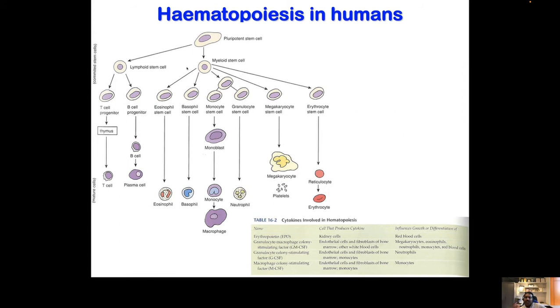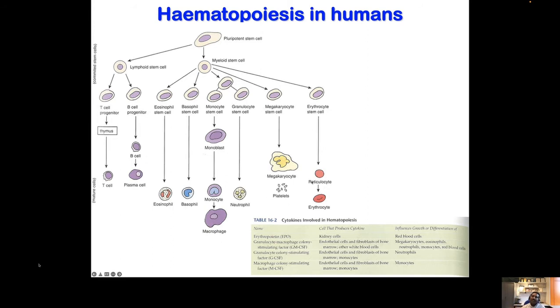So you need to remember that stem cells are the ones going to produce all the different types of cells. There is one major stem cell called the pluripotent hematopoietic stem cell. From there, two different types of stem cells arise. One is the lymphoid stem cell, which will produce T lymphocytes and B lymphocytes, and then the myeloid stem cells, which are going to produce all the remaining types of your white blood cells plus platelets and red blood cells.